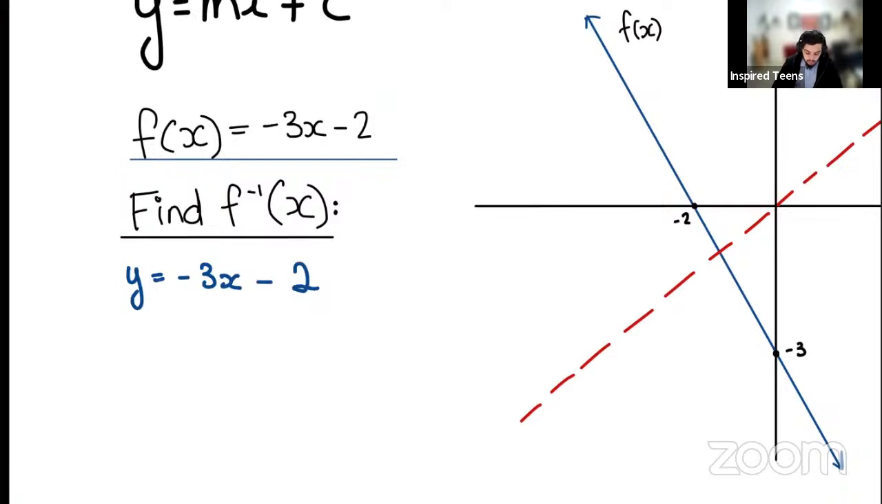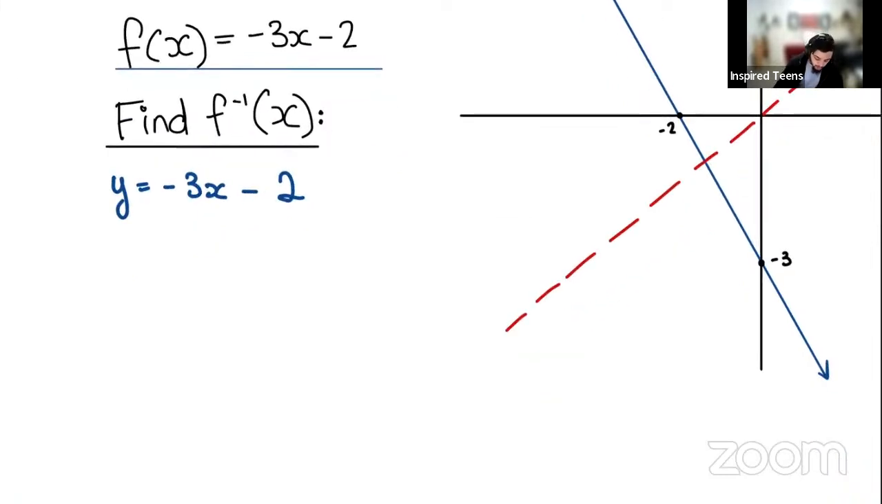Okay, so once we have written it in standard form, they then want us to swap x and y. So that simply means that wherever you have y, you're going to replace it with x. So you're going to have x is equal to negative 3, and wherever you have x, you're going to have y. So negative 3y minus 2. Okay, so x is equal to negative 3y minus 2.